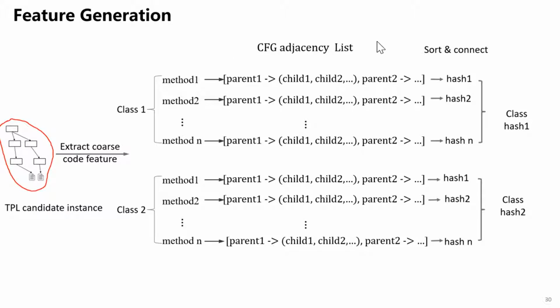Here we can see the handling process. We generate a CFG for each method and we change it into an adjacency list. Then we calculate a hash value for each CFG. Then we sort these hash values in a class in ascending order and connect them as one string. We calculate hash values to generate the class features. Then we use the same method to handle the class features to generate the TPL feature.